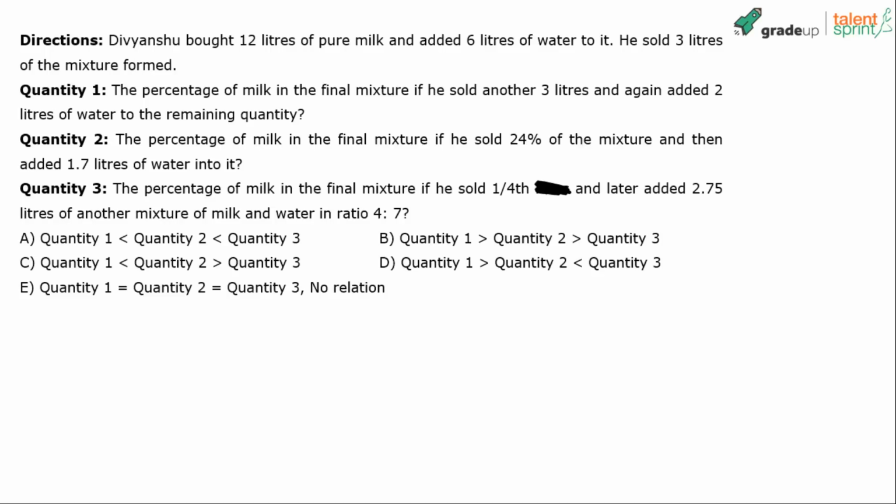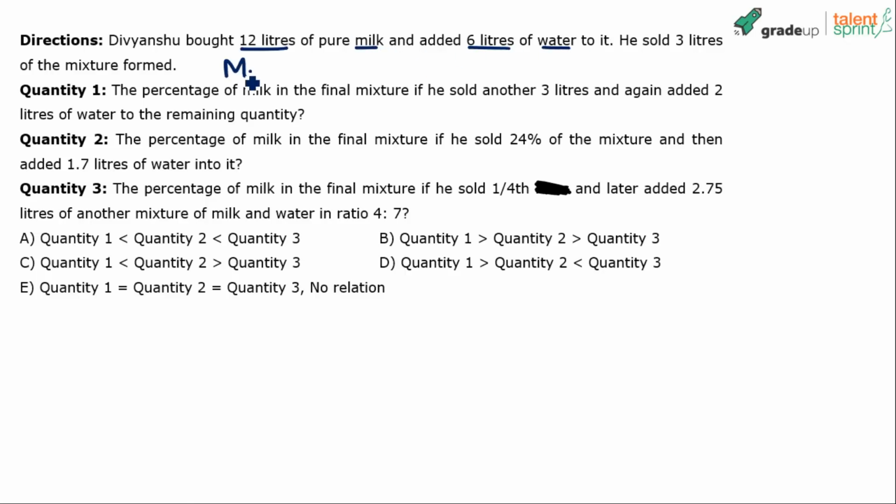All right, time is up, so let's discuss the solution now. Here we go. So the question here says that Divyanshu bought 12 liters of pure milk and added 6 liters of water to it. He sold 3 liters of the mixture formed, right? So basically he has taken 12 liters of milk, 6 liters of water. He'll get a mixture, right?